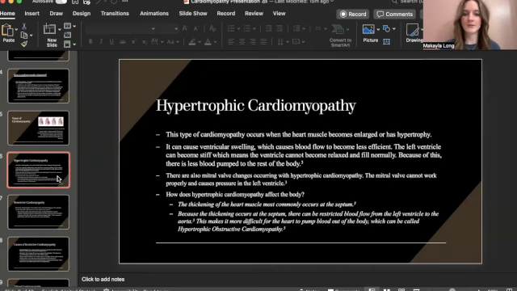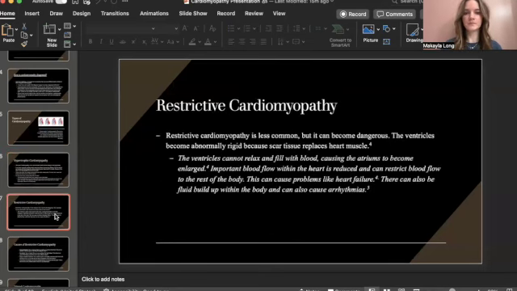And because of this, there's less blood pumped to the rest of the body. There are also mitral valve changes occurring with this kind, and it doesn't work properly and can cause pressure to build up in the left ventricle. The thickening of the heart muscle commonly occurs at the septum, and because this thickening occurs at the septum, there can be restricted blood flow from the left ventricle to the aorta, and this makes it more difficult for the heart to pump blood to the rest of the body, and this can become hypertrophic obstructive cardiomyopathy.